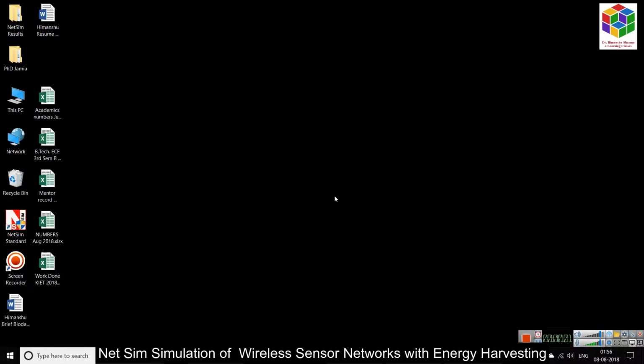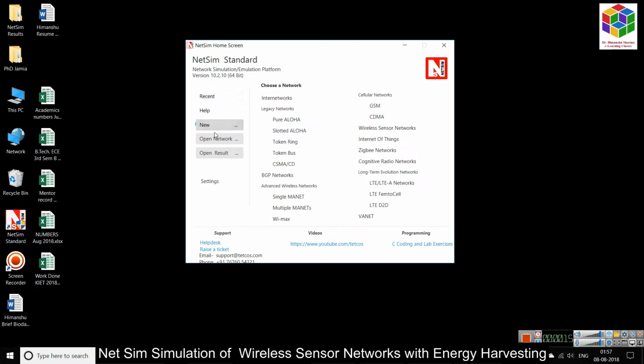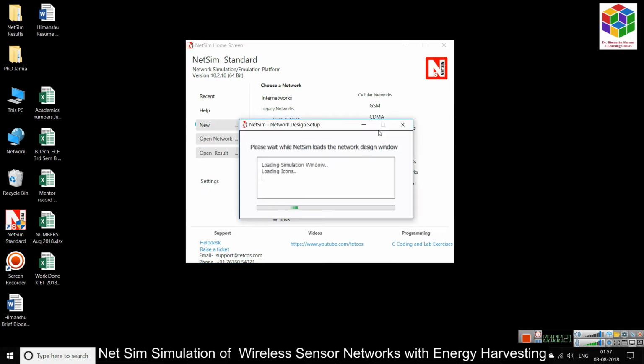Good morning, friends. Let us run the simulation for energy harvesting wireless sensor networks. We are using a software called NetSim Standard version 10.2. This is NetSim Standard. These are the types of network which we can simulate. Here it is wireless sensor network. We will simulate it.